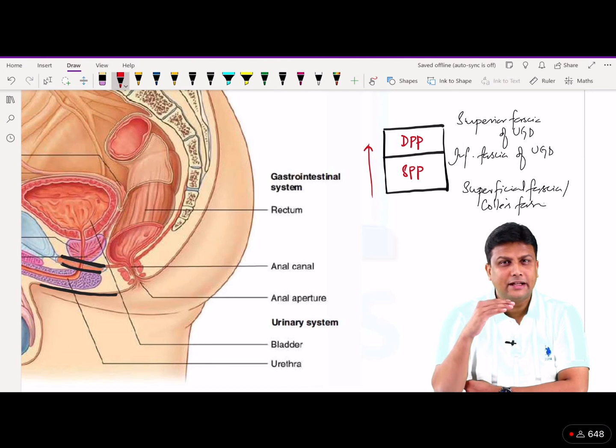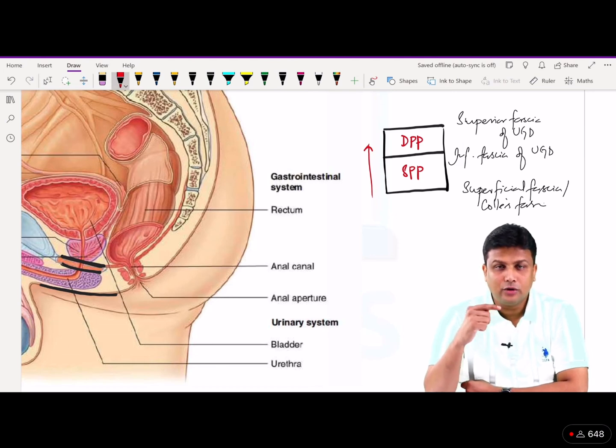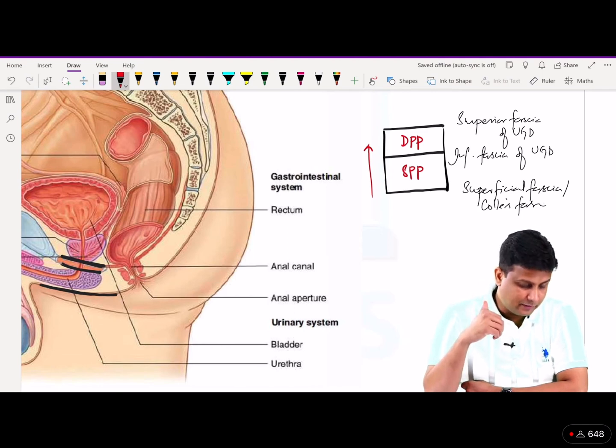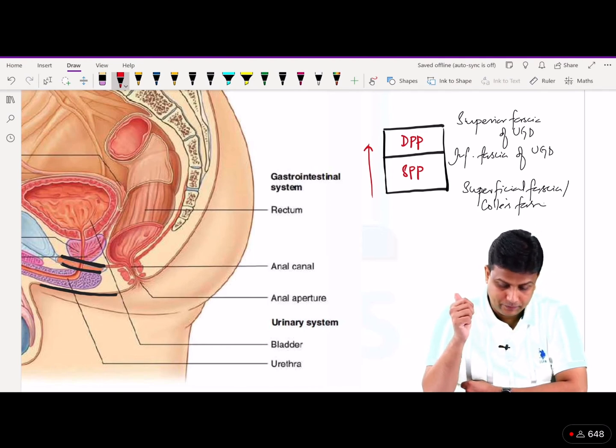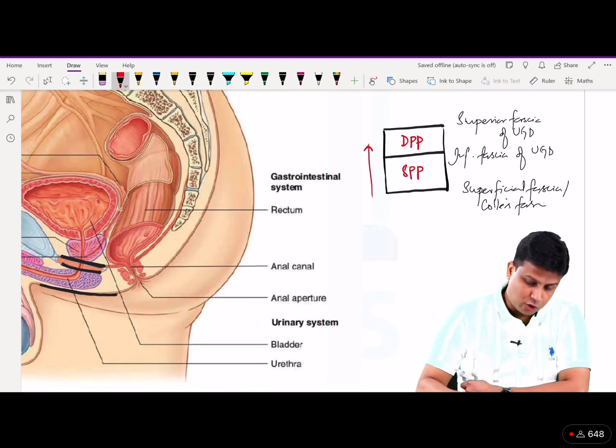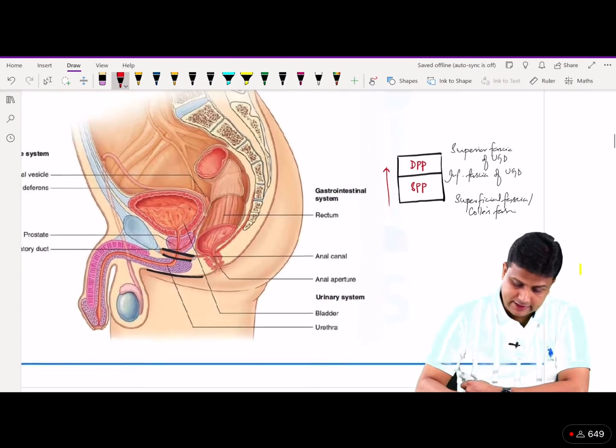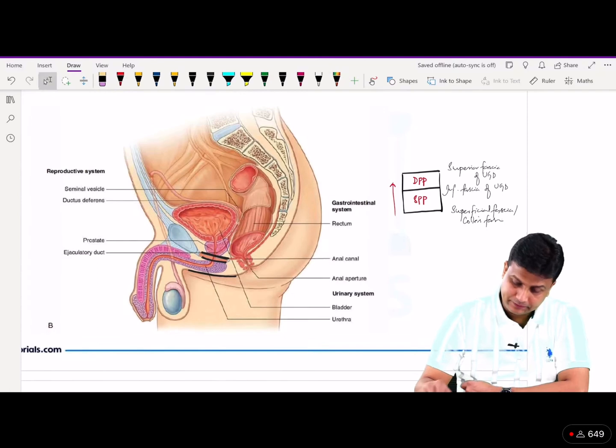So there'll be three fascia, and in between the three fascia you'll have two pouches here. One is the superficial perineal pouch, another one is the deep perineal pouch. Okay? So it's so simple. Unnecessarily don't confuse yourself, guys.